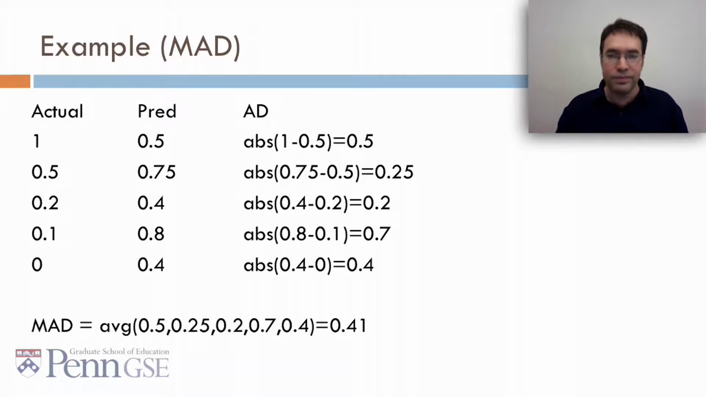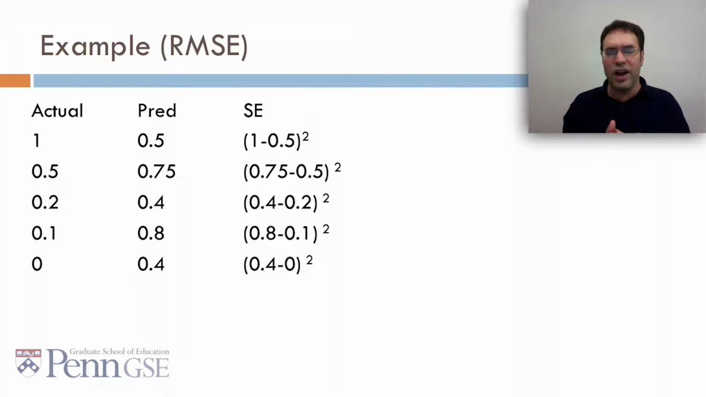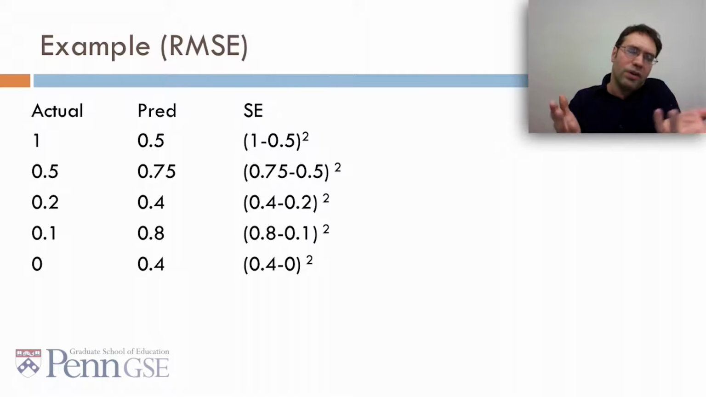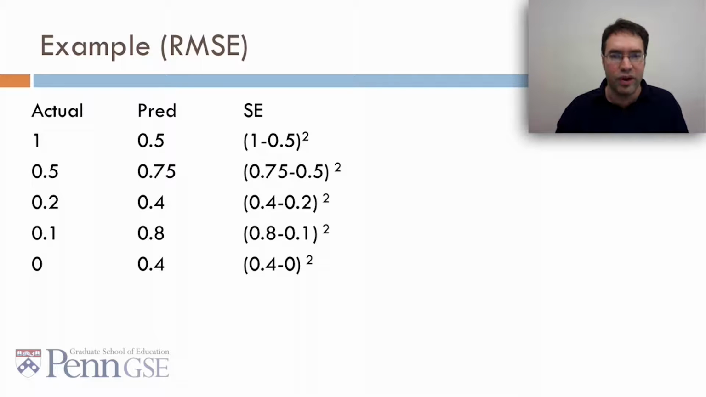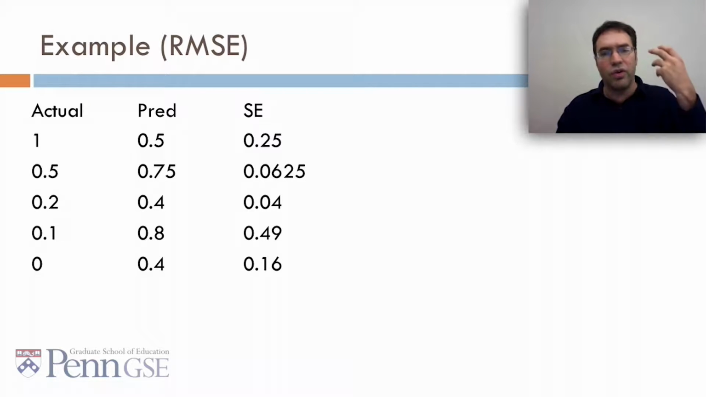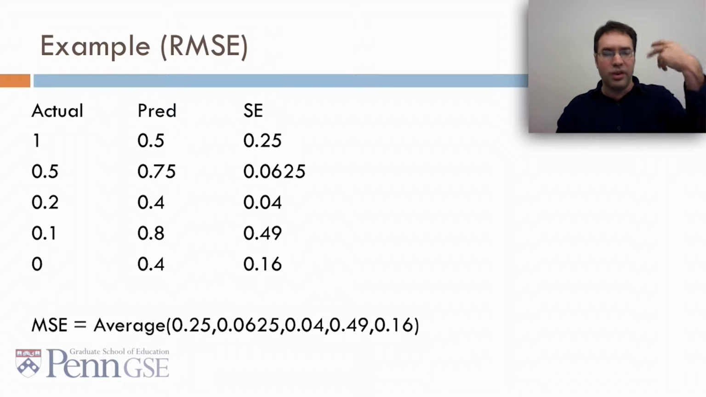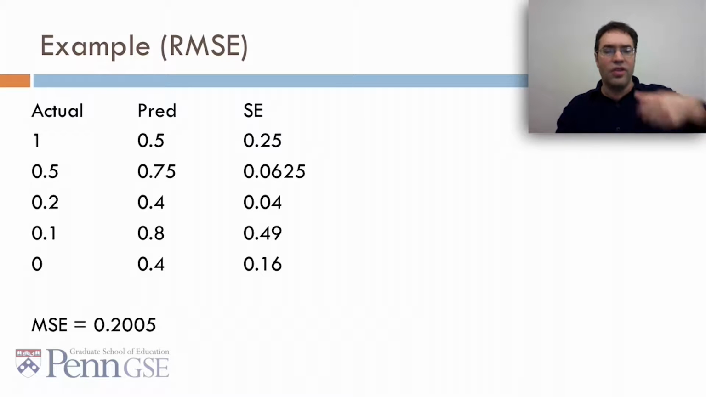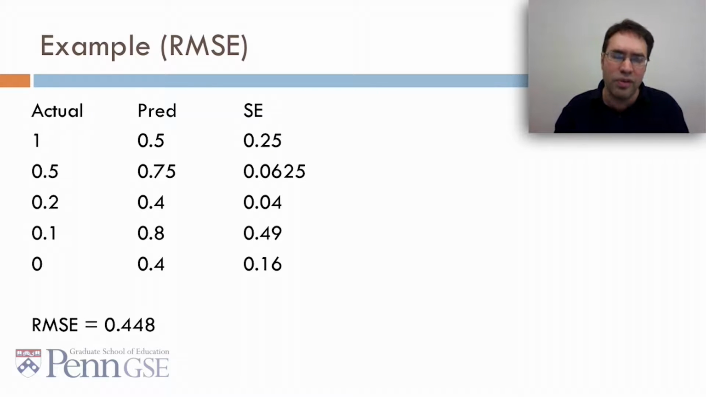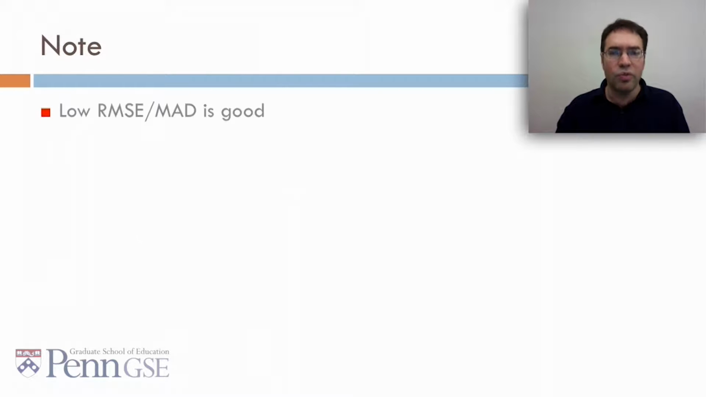The root mean squared error is 1 minus 0.5 squared, 0.75 minus 0.5 squared. You can see it really doesn't matter, again, what direction you're in because it's getting squared, and nothing can be negative after squaring. And so the squared errors are these, and then you take the mean squared error, which is the average of these, and then you take the root mean squared error, so the square root of that, and you get something that's just a little bit higher than the mean absolute deviation. So it's counting the big deviations in this case as being more important, the 1 to 0.5 in particular, and the 0.1 to 0.8.